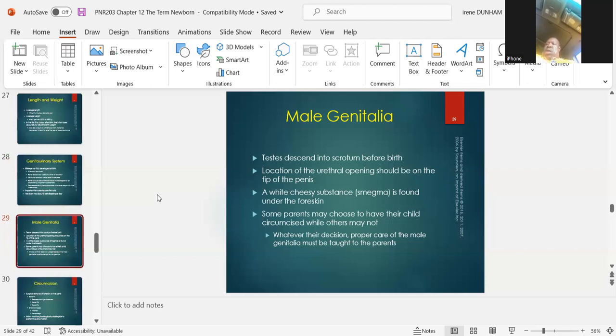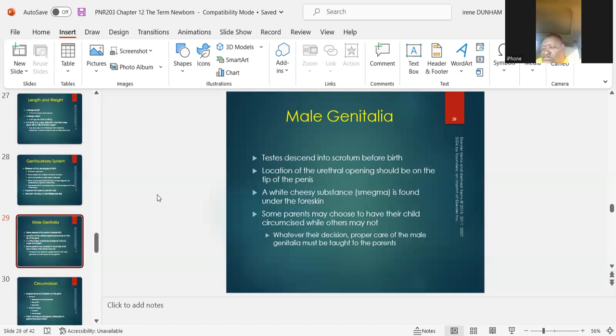Okay. Now, on the little baby boys, their testes descend into the scrotum before birth. And then what you want to know is the urethral opening should be on the tip of the penis. Sometimes if the opening is not in the middle and is over to the side, that's not normal. So right now we're talking about normal babies. And then he might have a white cheesy substance, which is found under the foreskin. So you want to just take that foreskin and clean underneath it.